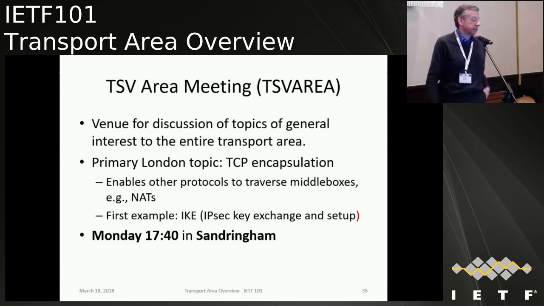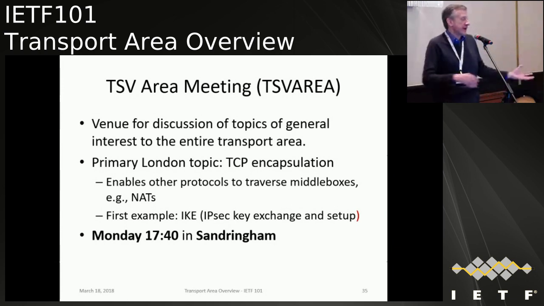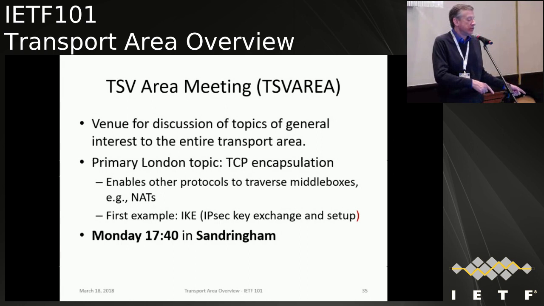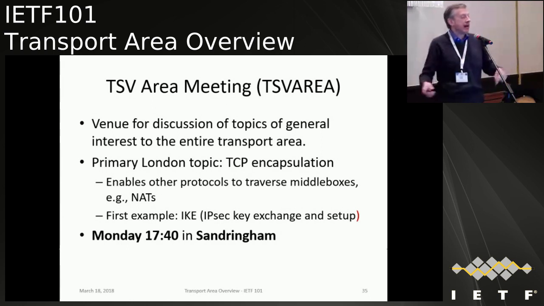So the first meeting is actually one that Mirja co-chairs. There's an area-wide transport area meeting, which is a venue for discussion of topics of general interest to the entire transport area. This week's primary topic is TCP encapsulation, which is: you have a protocol that doesn't go through middle boxes such as NATs. You can either work on NAT traversal in that protocol, or you can encapsulate something like TCP that already goes through all the middle boxes. The first example is that IKE, which did its own NAT traversal in UDP, is now also being encapsulated in TCP, in part because TCP is simply more robust than middle boxes. Monday afternoon.